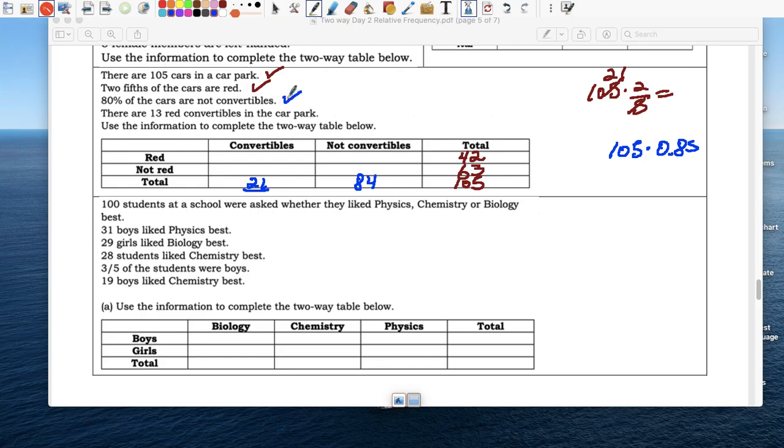So that's done. There are 13 red convertibles. So red and convertible right here. We can find the not red and convertible, which is 8. Now we can finish the other two columns. So 42 minus 13 is going to give us 29 over here. And then you can either go this way or you can go this way. Your choice. 84 minus 29 is going to give us 55 right here.